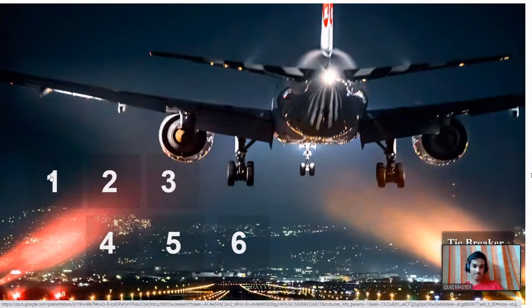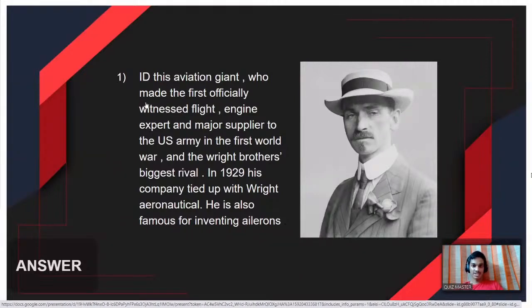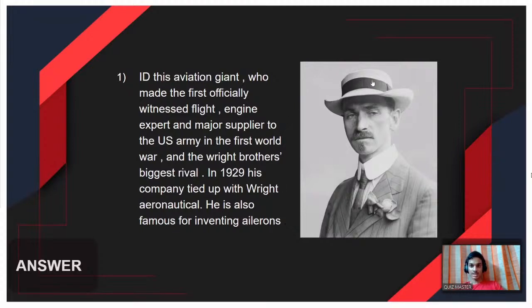Your question is: a legend of aviation. He made the first officially witnessed flight, and he's an engine expert and major supplier to the US Army in the First World War, and was the Wright brothers' biggest rival. In 1929, his company tied up with the Wright brothers to form a new company, and he's also famous for inventing ailerons. So Team 5, your answer, please. Your bet is 20 points. Team 1, you can answer now.